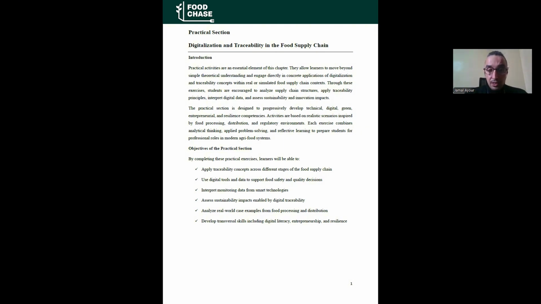The objective of this section is to apply the traceability concept across different stages of the food supply chain, use digital tools and data to support food safety and also quality decisions, and interpret monitoring data from smart technologies using the new smart tools, and also analyze real-world case examples from food processing and distribution, and also to develop transversal skills and competency based on the digital tools and traceability, and also to analyze the links between entrepreneurship and resilience.